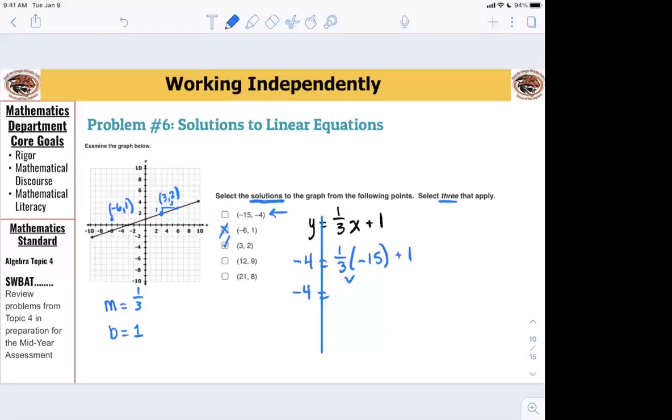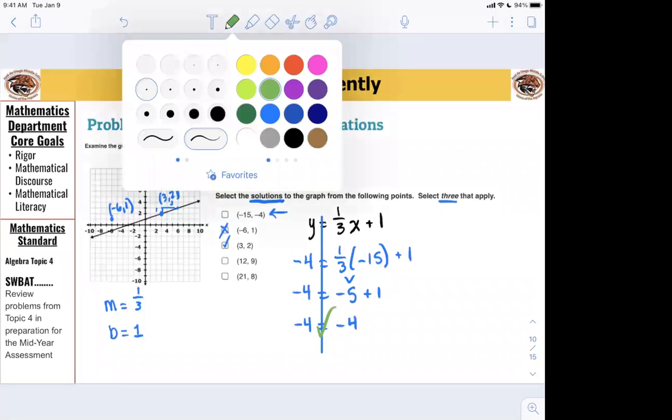Good, Alyssa said it in the chat. Yeah, -5. This is where you multiply the numerator and then divide by the denominator. So -15 times 1 is -15, divided by 3 is -5. And -5 plus 1 is -4. So these match. That's what we're looking for. That's good. That means that this is a solution.